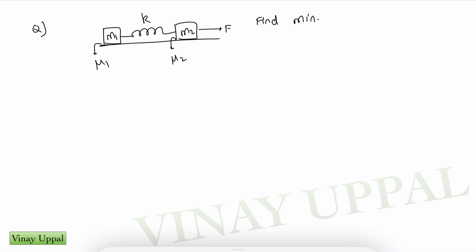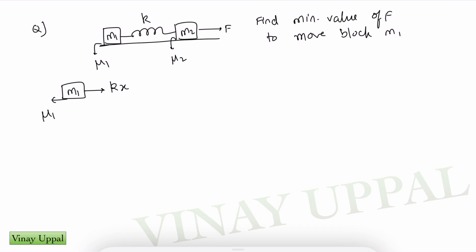So let's say I have two blocks, M1 and M2. Spring constant is K, friction coefficient is mu1 and mu2. The question is asking us to find the minimum value of this force to move block M1. The first thing is that in order to move block M1, the spring force has to overcome the static friction, the maximum value. So Kx should just be equal to mu1 M1g.